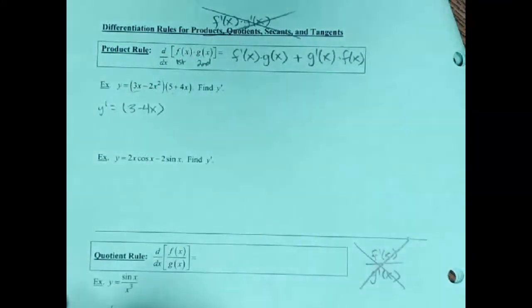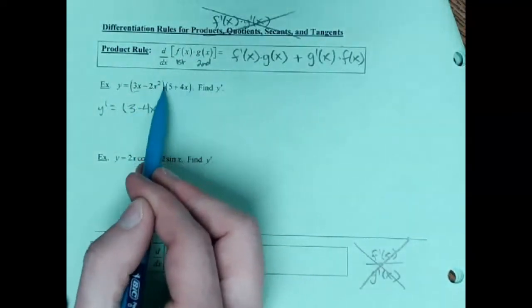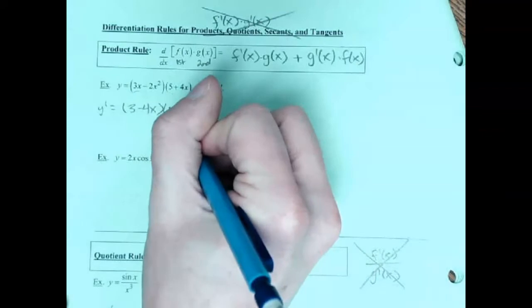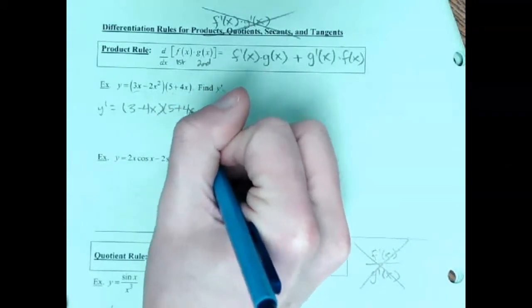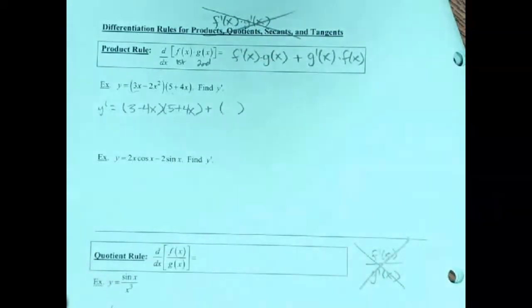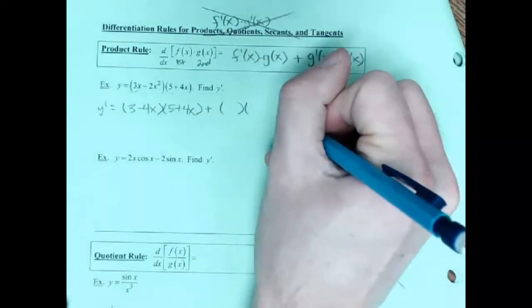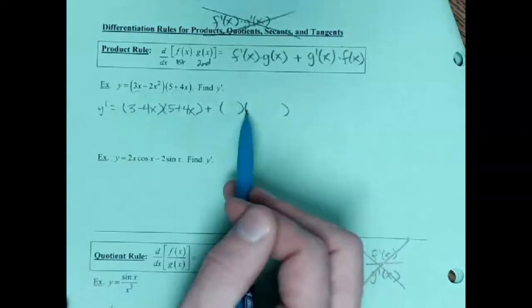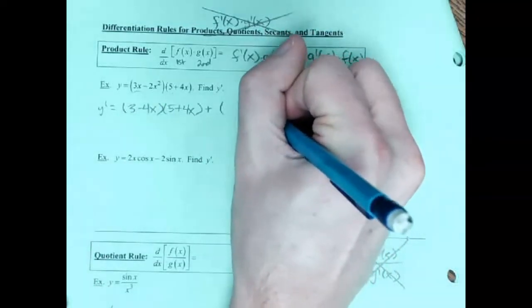So I take the derivative of that first piece. Now I'm just going to copy the second. So derivative of the first times the second. You don't do any work, you just copy. Plus, then you're going to need the derivative of the second times the first. A lot of the times I just do the copying, because you don't have to do anything for it.